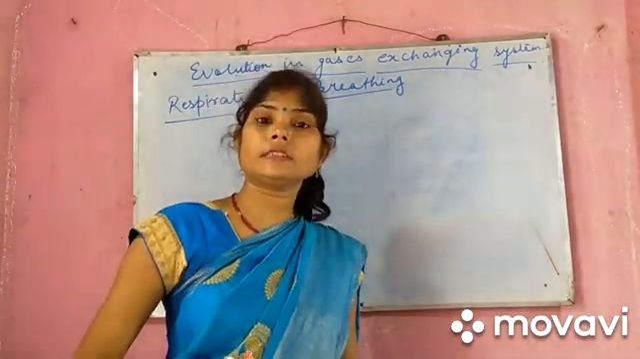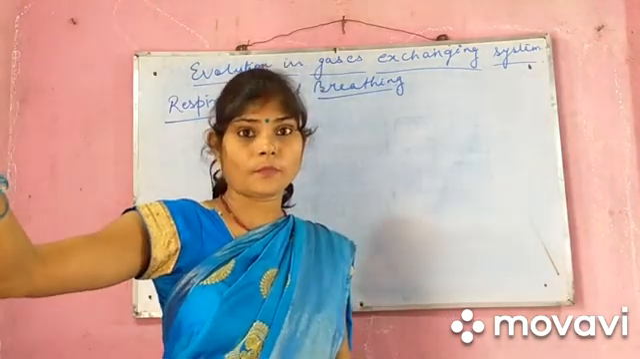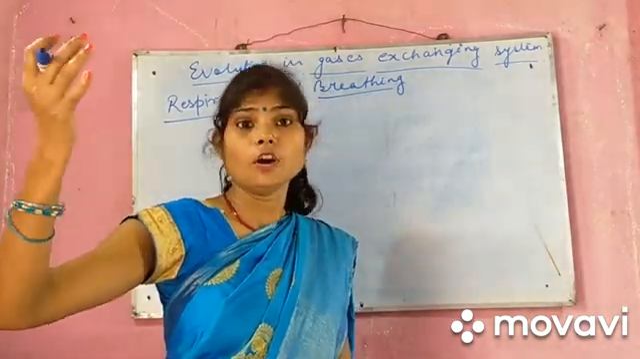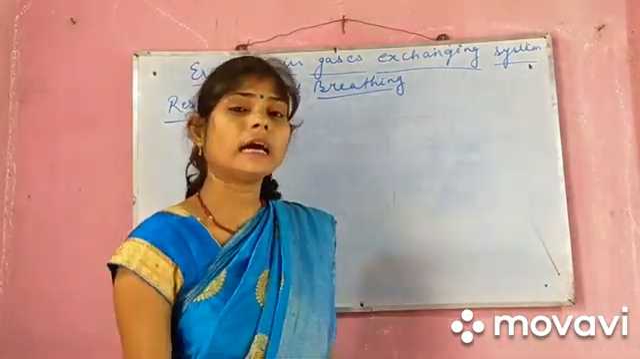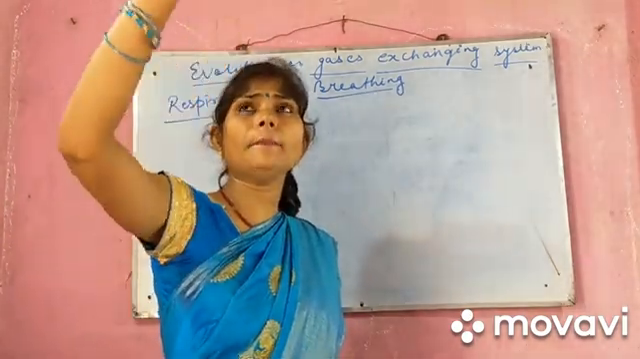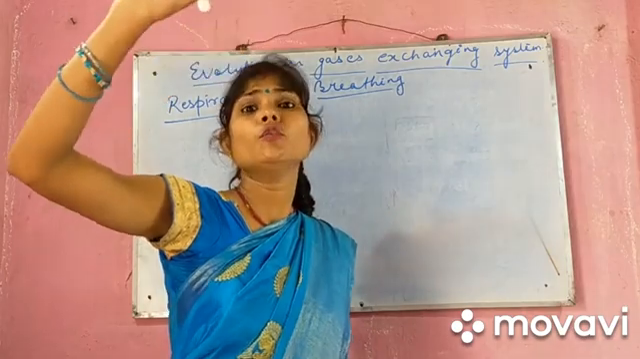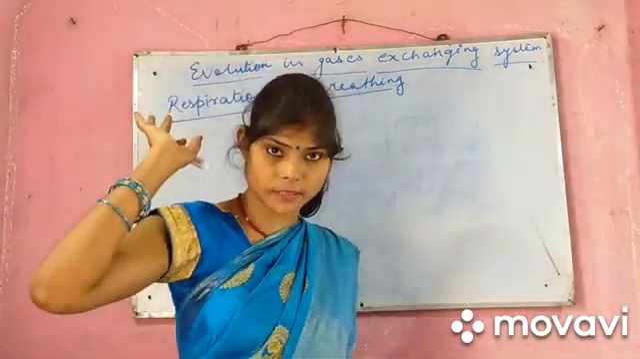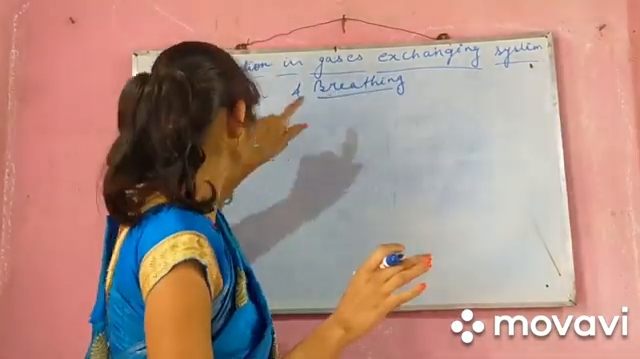Now this carbon dioxide is absorbed by the plants, either from the aerial parts or from the root. This carbon dioxide is absorbed, and by the process of photosynthesis, food is prepared. Where? In the leaves, wherever chlorophyll is present. So it's a very big difference.